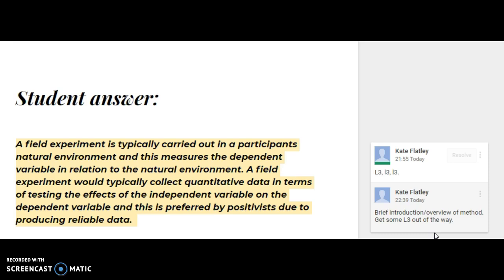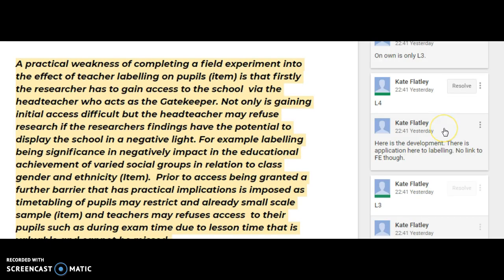Just a reminder, if you've watched the previous video, level 3 is a sustained strength or weakness of the method only, but it's explained well enough rather than a stated point. Okay, so they've got things like gaining quantitative data, it's testing independent variables, dependent variables, preferred by positivists because it's reliable. So a bit of an introduction, and it gets some of the level 3s out of the way, which is absolutely essential in order to do well on this question.